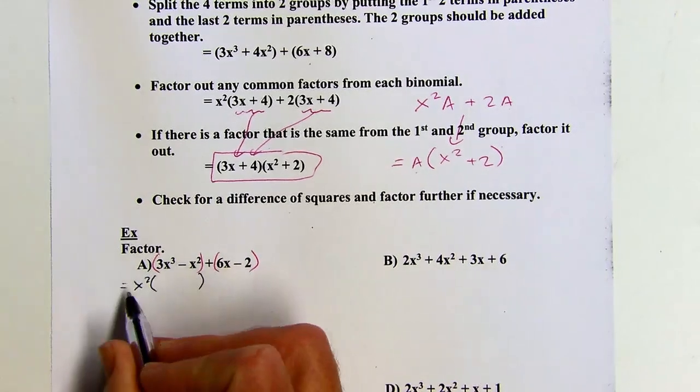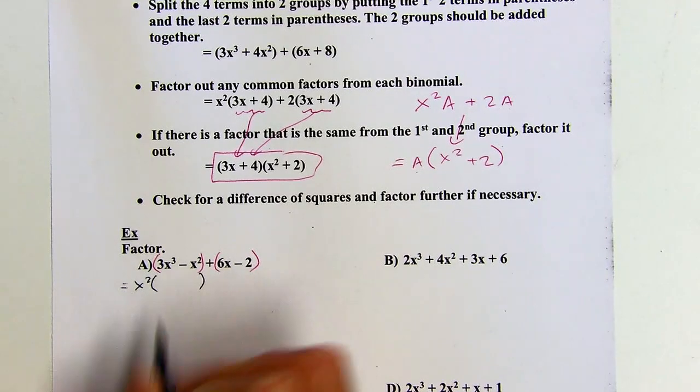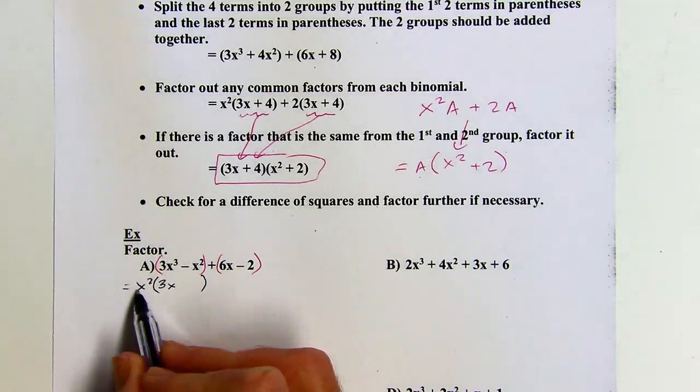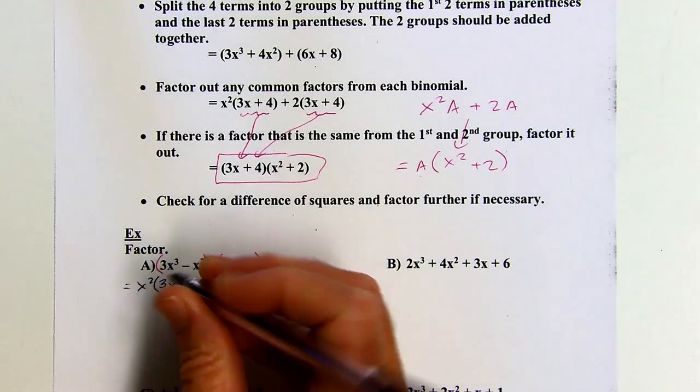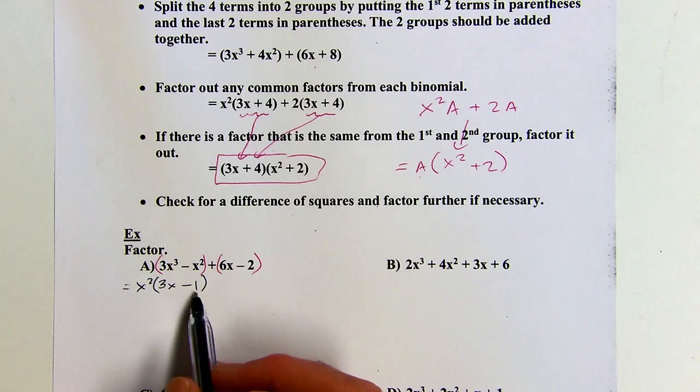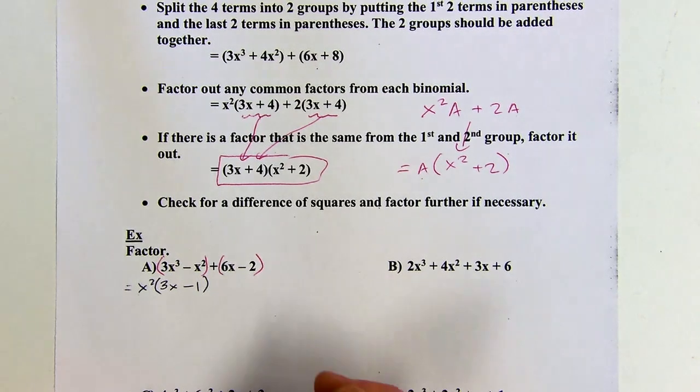Okay, and then I'm thinking about distributing. x squared times something is 3x to the third. Well, that would be 3x. And x squared times something is negative x squared. That would be negative 1. And just to make sure you did it right, imagine distributing the x squared back in. That would put you back there, right?